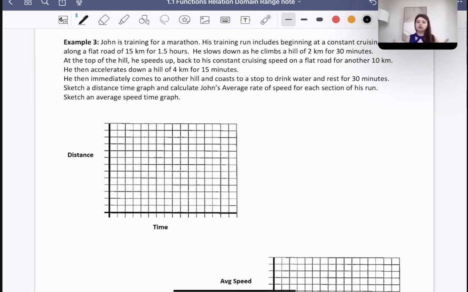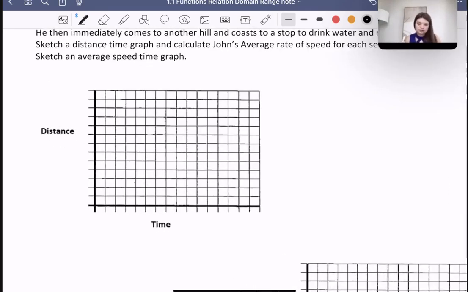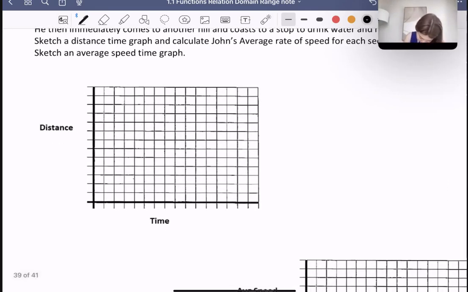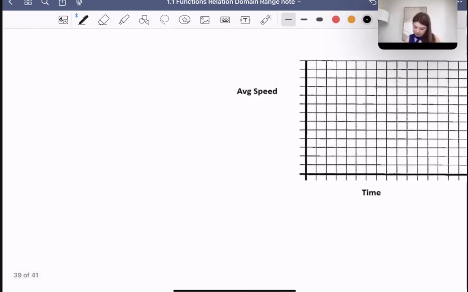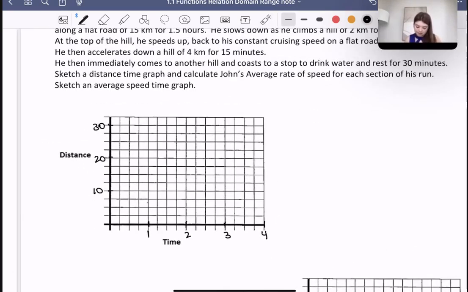So first things first, let's figure out our distance and our time. Let's do here for distance 1, 2, 3, 4. Let's do 10, 20, and 30. And then here, let's do 1, 2, 3, and 4, because his total distance is 32. So that will work. They want to do an average speed versus time graph as well, but let's not worry about that yet. Let's start with distance.